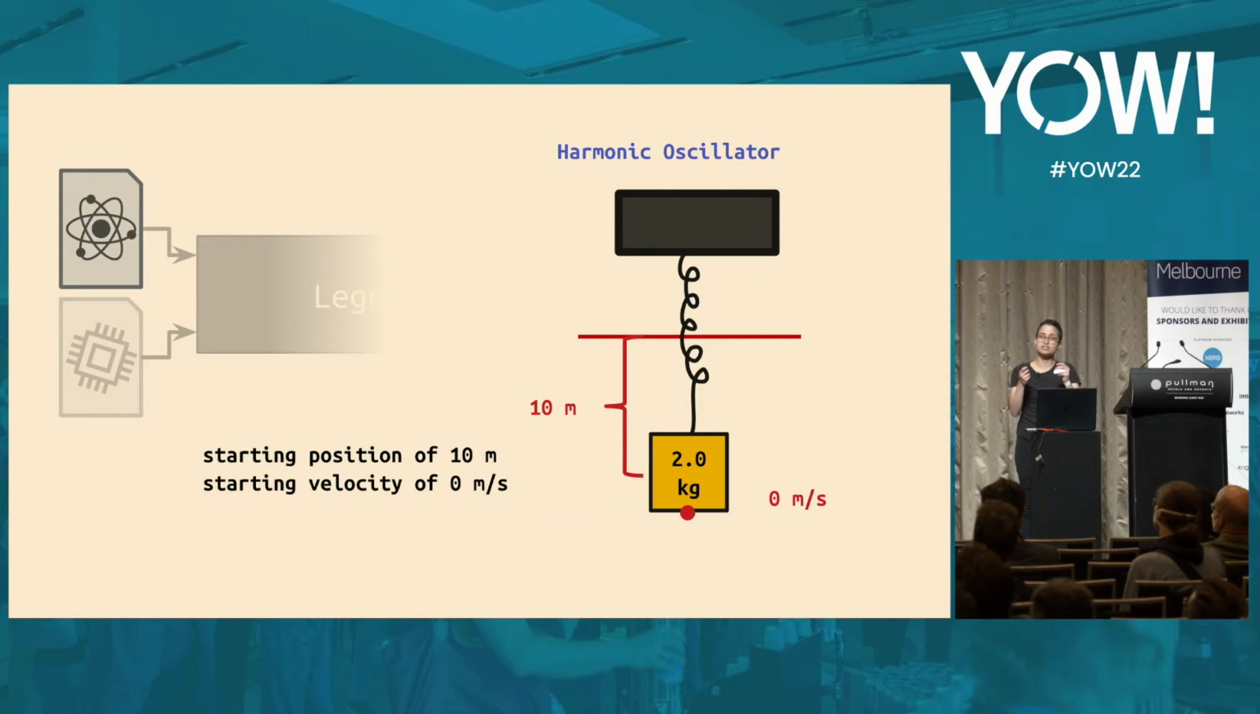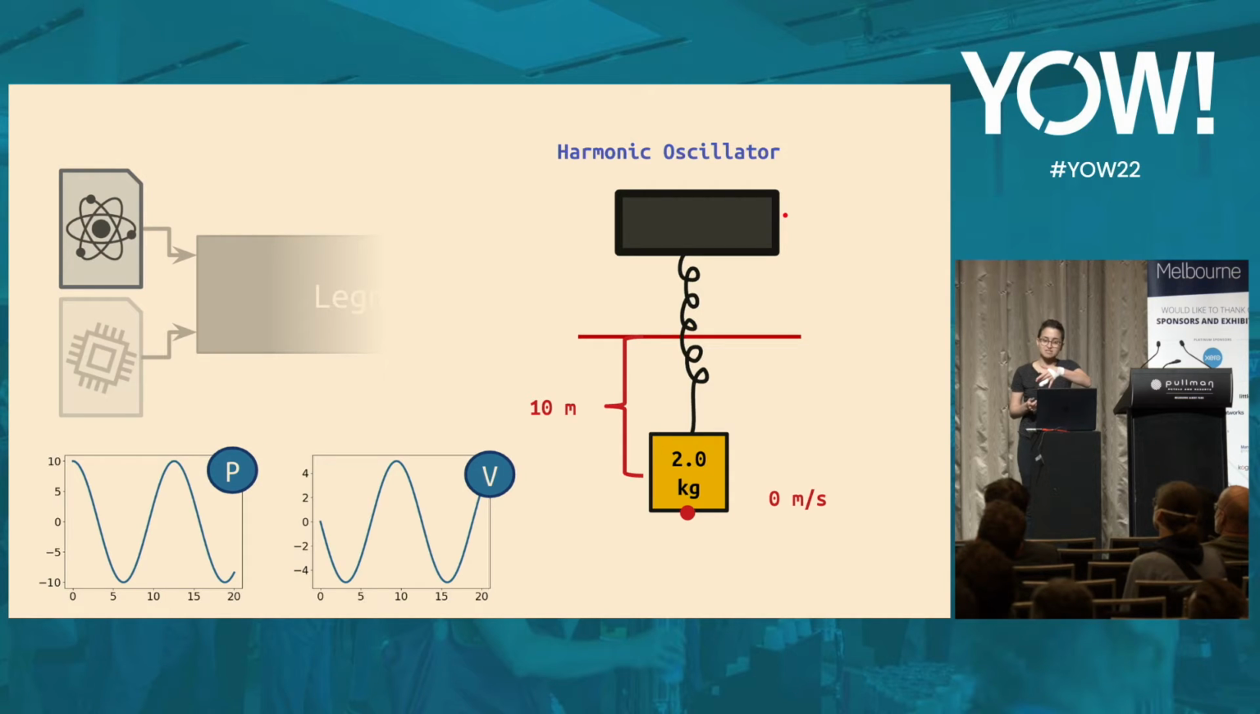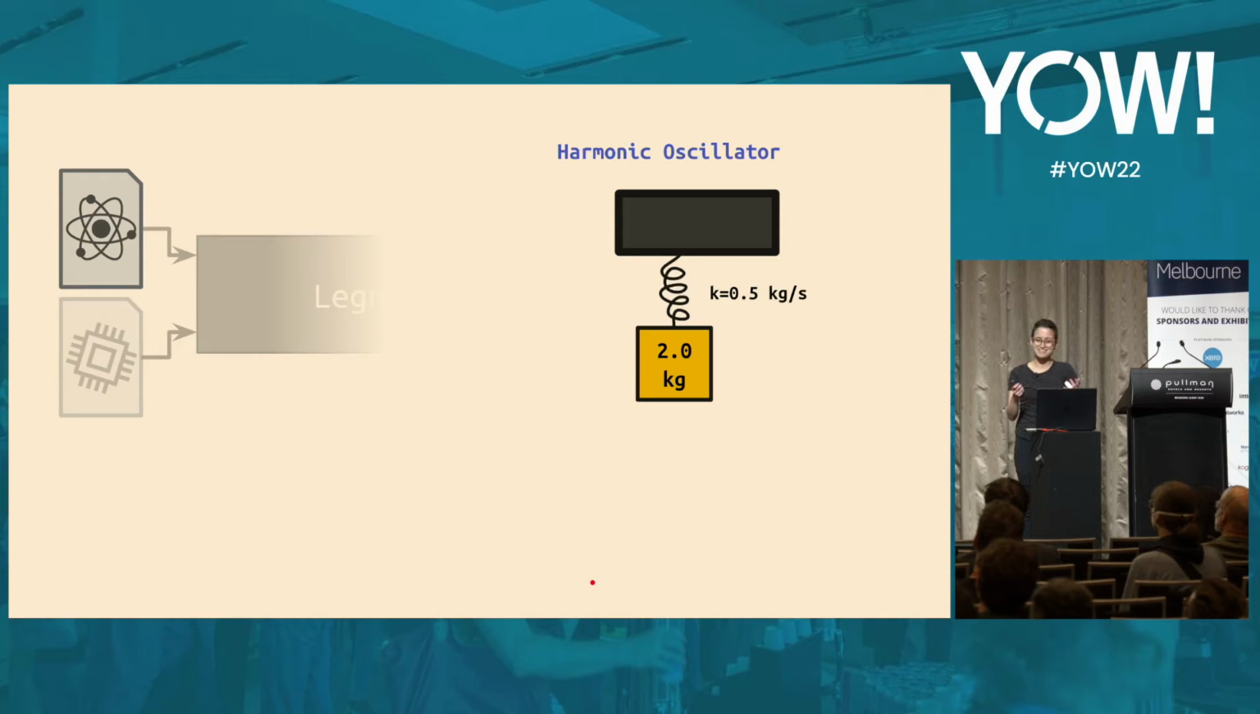We're going to start the mass at a position of 10 meters. So we're going to stretch the spring, right, to displace it 10 meters. And the mass is going to start from a standstill, so the velocity will be 0 meters per second. If you were to release the mass from this position, you will see that the position evolves as follows, and the velocity evolves as follows. You see it's oscillating, hence harmonic oscillator. So that's the intuition behind the harmonic oscillator.